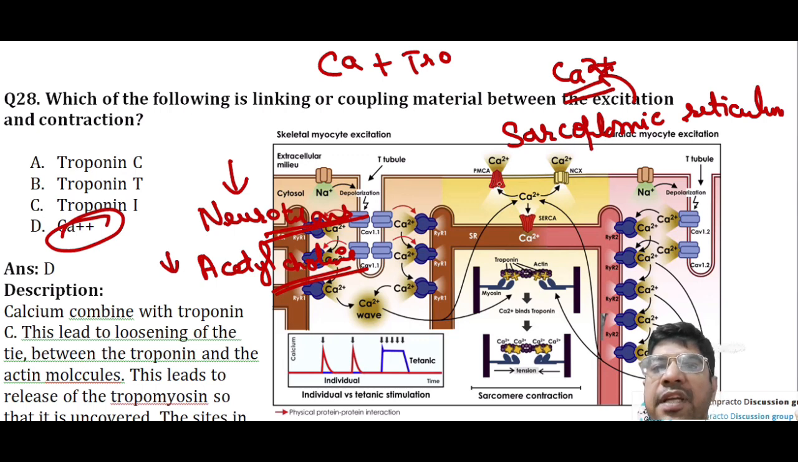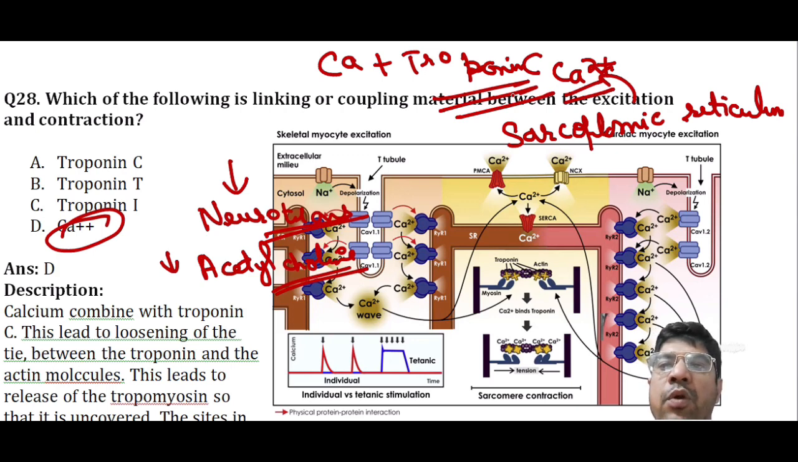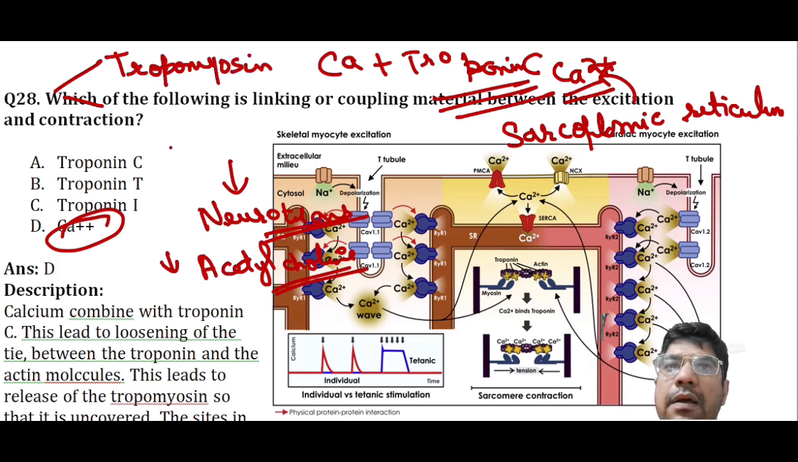So this is where the troponin C comes into play. The troponin C is a sensor. When the calcium is released, the troponin C binds to it. So this binding is a crucial step in muscle contraction. Troponin C will work with the other two proteins, tropomyosin and troponin I.